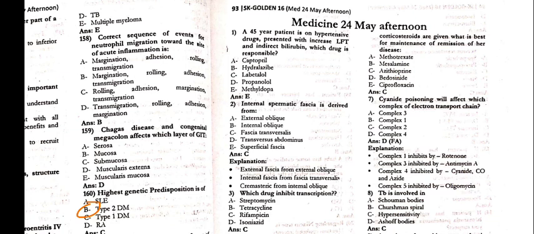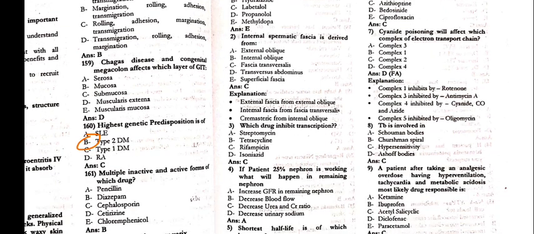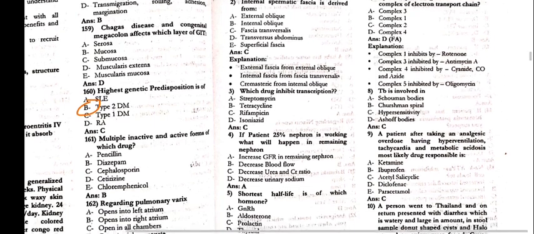Let's start. Question number 1, a 45-year-old patient on hypertensive drugs presents with an increase in LFT and indirect bilirubin. Which drug is responsible? Methyldopa. Next, question number 2, internal spermatic fascia is derived from fascia transversalis.